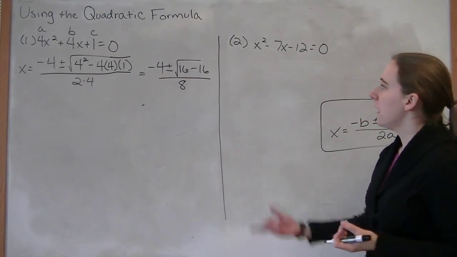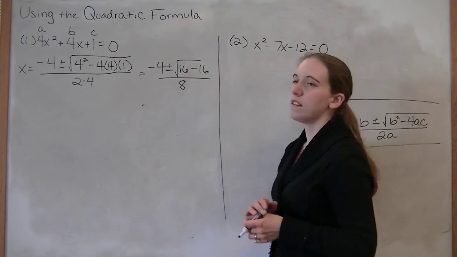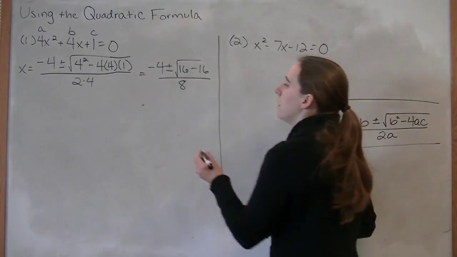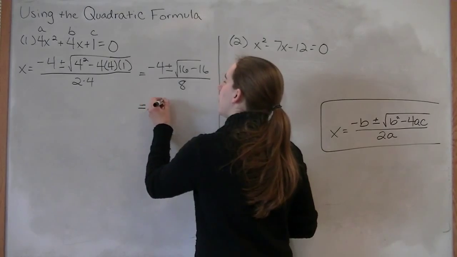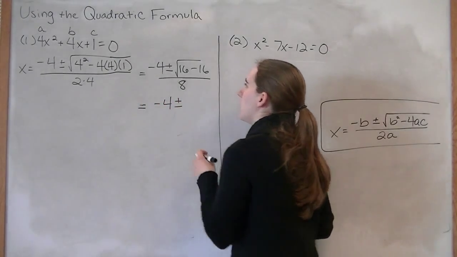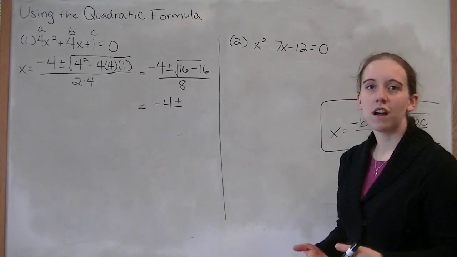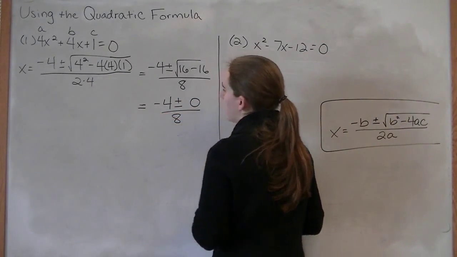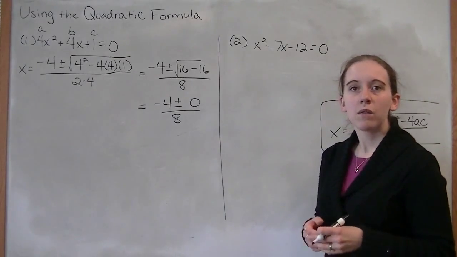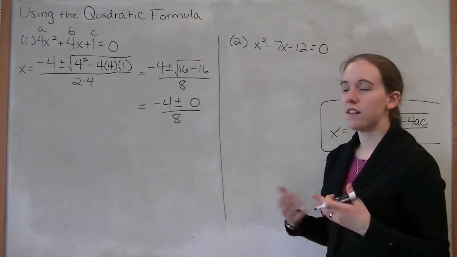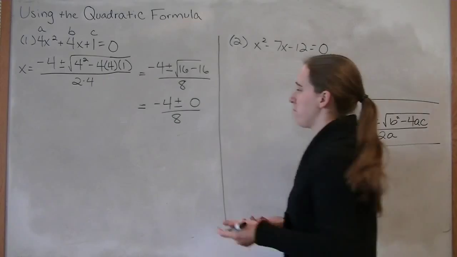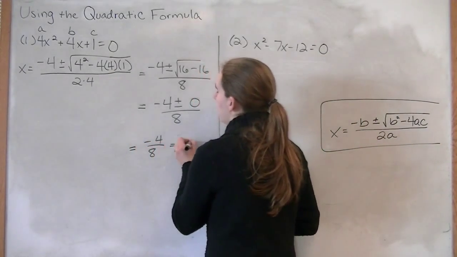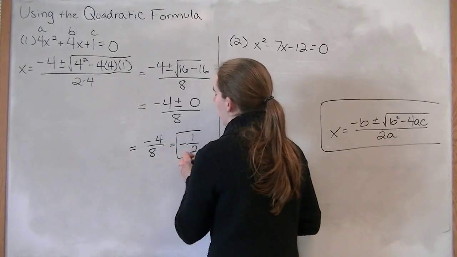Now notice in the next step, if we want to simplify what's inside the square root, 16 minus 16 gives us 0. So we get negative 4 plus or minus, then the square root of 0 is 0, all over 8. Now it doesn't matter whether we're adding 0 or subtracting 0, it's going to be the same thing, right? So what we're left with is negative 4 over 8, which we can simplify to negative 1/2.